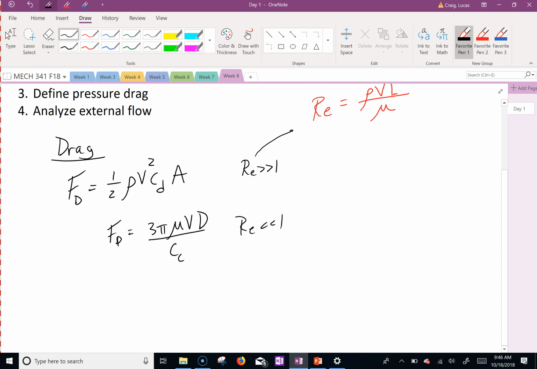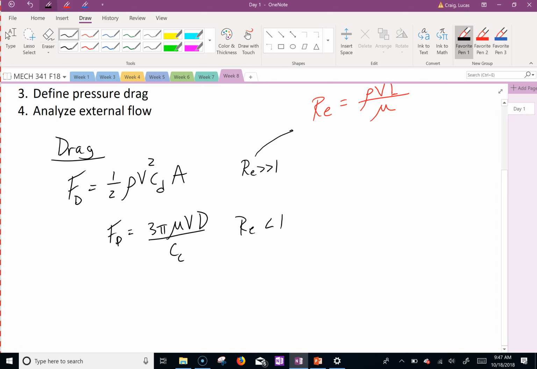Yep. How many orders of magnitude are we talking for "much" greater? Actually, we could probably just do less than 1. Yep. And the Reynolds number you're going to see is usually over 100, 1,000. These others are around 1 or lower, significantly lower.